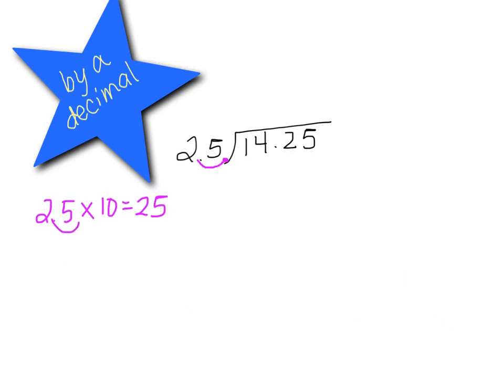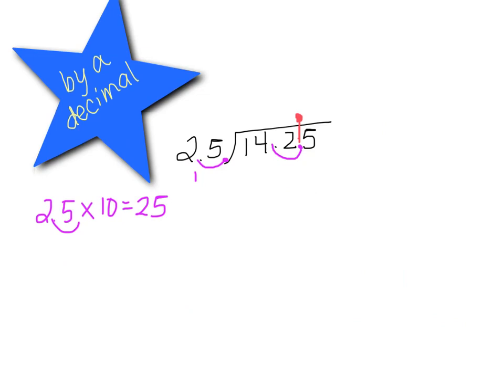Your next step is to move the decimal point in the dividend the same number of places. So here we moved it 1 place, so we're going to move it 1 place in the dividend as well. Your next step is to place a decimal point right above the dividend in the quotient. And we do that before we start dividing. So now we are ready to divide the numbers like we would with whole numbers. We have 25 into 142 and 5/10. So let's start our division.